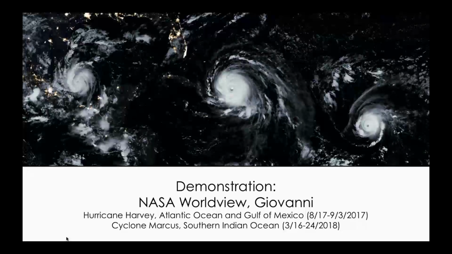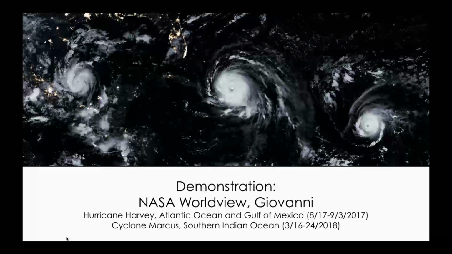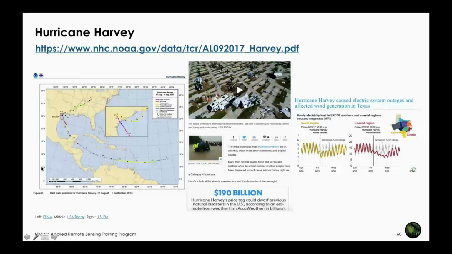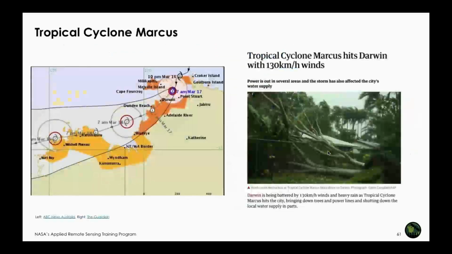And what we're going to look at is Hurricane Harvey, which formed in the Atlantic Ocean and Gulf of Mexico in August, September of 2017, and a recent Cyclone Marcus that formed in the southern Indian Ocean near the coast of Australia. That was last month, actually. So Harvey, of course, the impact was very much. 30,000 people were displaced from the Houston area, and it cost about $190 billion. There were power outages following this storm, and so this is one storm that we're going to look at.